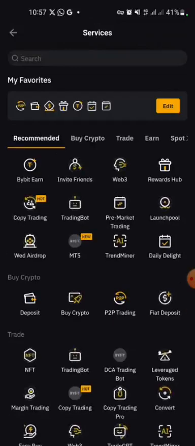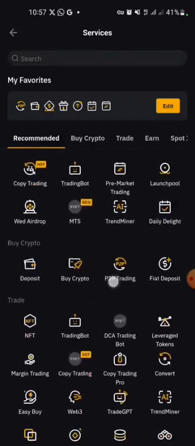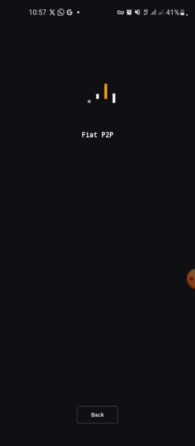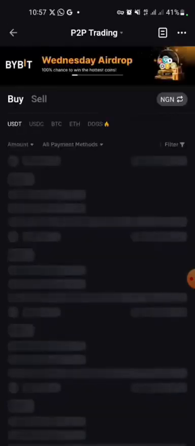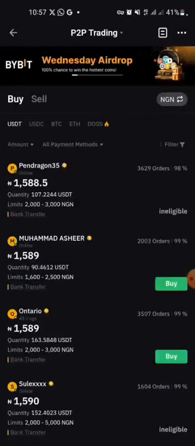So now you can see P2P Trading here, which is here. Look at it, P2P Trading. You select it. You select P2P Trading. Then we wait for it to open fully. So now this is it.